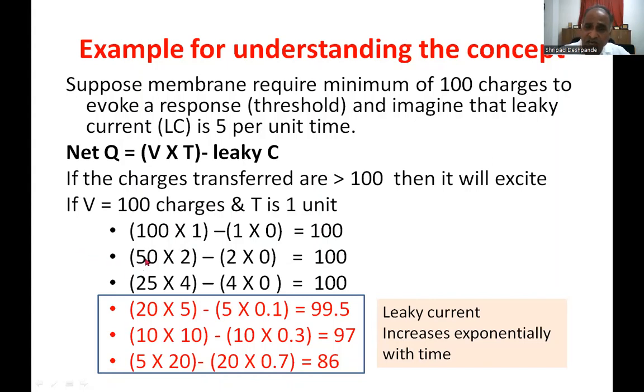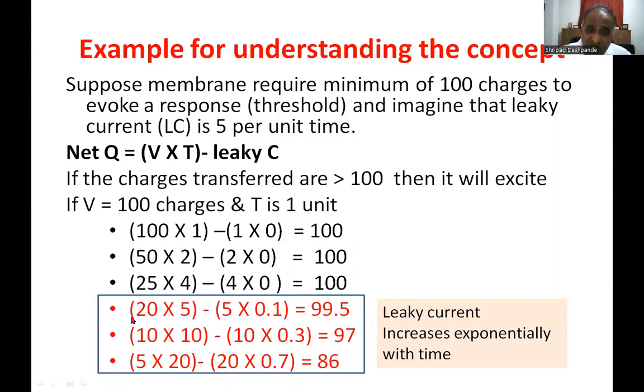Then the second instance, in which I have 50 volts, that means 50 charges are deposited. Time duration is 2 units, and 50 into 2 is 100 minus 2 times the leaky current. Leaky current with this time is again negligible. So again it comes to 100. This will excite the membrane. Now, again I will take an example of 25 volts, where 25 charges, but the duration is 4. So that means there will be 100 charges. So the voltage and the time can be used in combination to produce the number of charges in a given environment. So you can have multiples of the same to produce 100 as a unit charge per threshold. Now what happens? 25 into 4 is 100, and again the leaking current is negligible. This is again 100. This would excite.